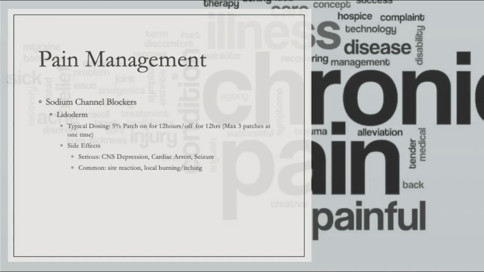So if you have a patient that's complaining of multiple areas where they're hurting and they're going to need 3 or 4 patches, then you're going to have to be careful with that because it's going to be very expensive for them. Typical dosing is a 5% patch on for 12 hours and off for 12 hours. The max they say is 3 patches at a time, although for a person that doesn't have any sort of cardiac history or any sort of neuro history, you can go up to 4. I usually would limit myself to 3.